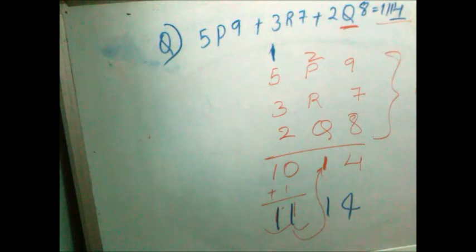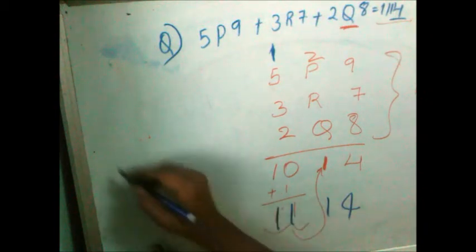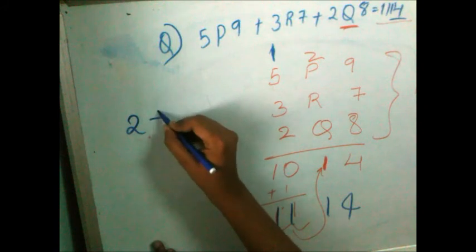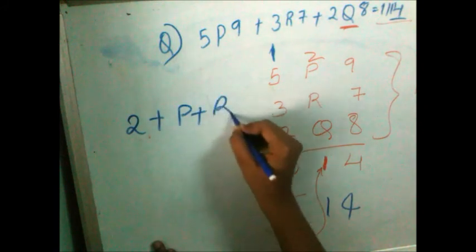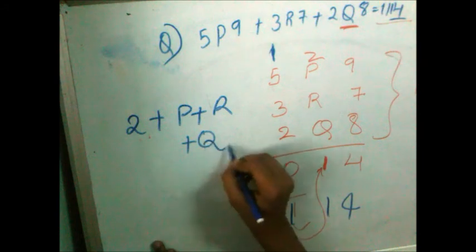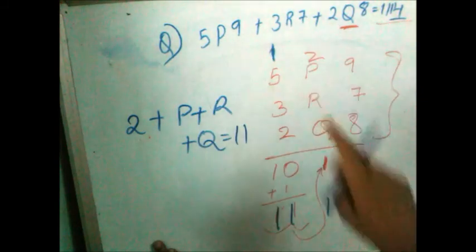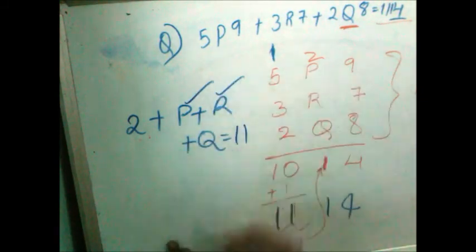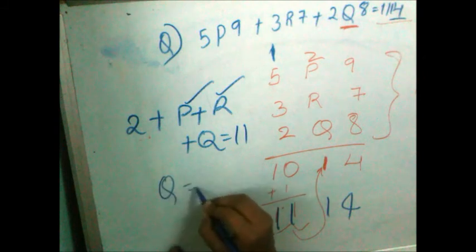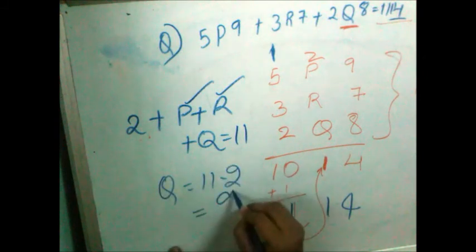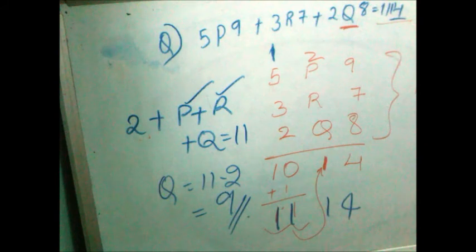So how is this possible? Then it is clear that 2 plus P plus R plus Q is equal to 11. See, 11. So if you consider P and R as zeros, then Q is equal to 11 minus 2, that is equal to 9. So the maximum value of Q is 9. Okay. Let's move on to some simple questions like this so that you guys will easily understand it.